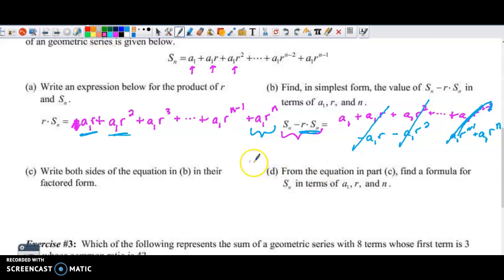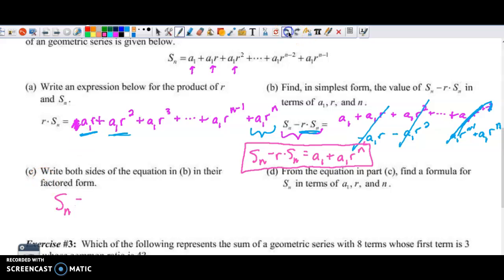So what I'm saying is s of n minus r times s of n is equal to everything canceled except for the a1 and the last term, a1 r to the nth power. So let me put a little box around that, because now we're going to do a quick trick. What they do is they factor both sides of this equation. So this is a true statement, believe it or not, and you can factor out s of n.